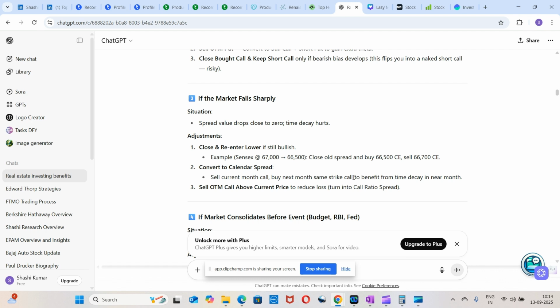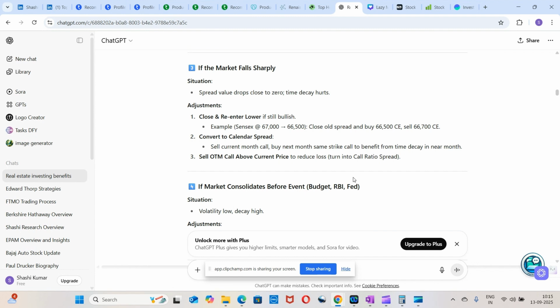So you sell current month call, and you buy next month same strike call to benefit from time decay in near month. Yeah, because you're selling a call and buying the same call. Okay, and this is a calendar spread, a call calendar spread you could do, so that you could benefit because market is falling. You could benefit from the calendar spread from time decay. Okay.